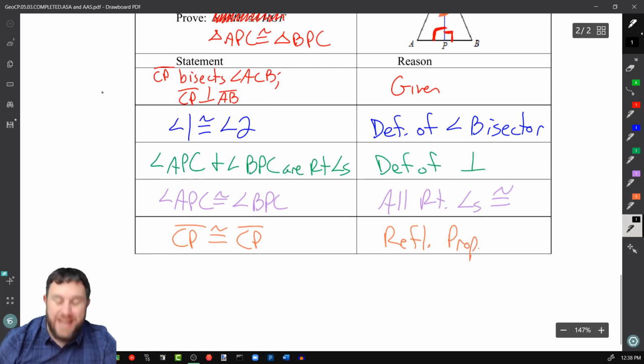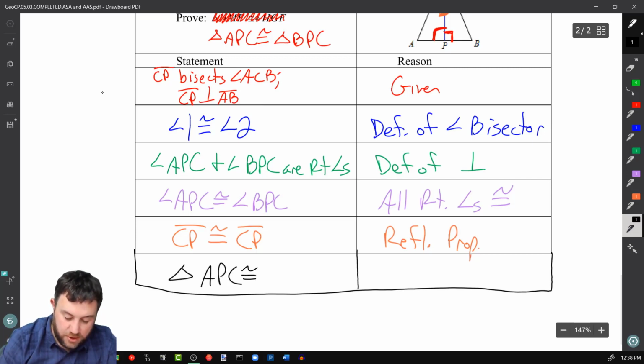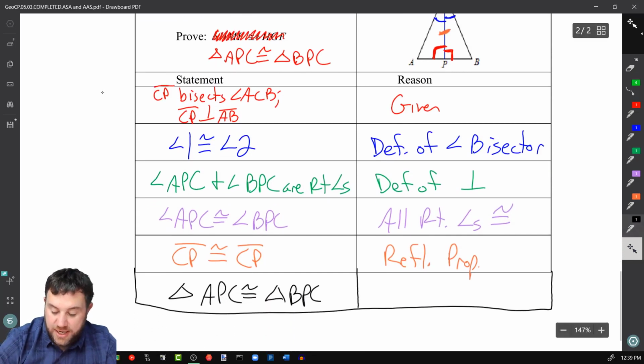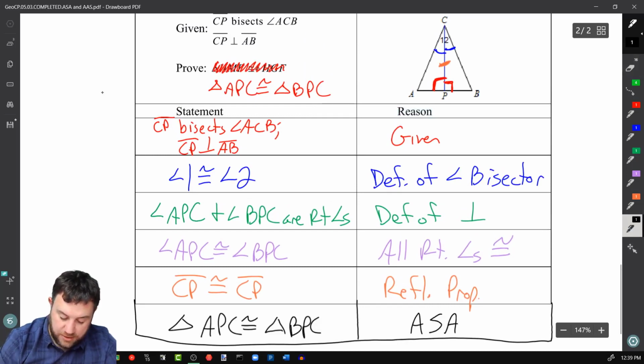And you need to add one more line to this proof. It's actually our proof statement. Because once we get CP in there, we can look at our picture and say, hey, we have two pairs of angles and a side, and that side does connect our angles. So that's going to be angle, side, angle as our reason.